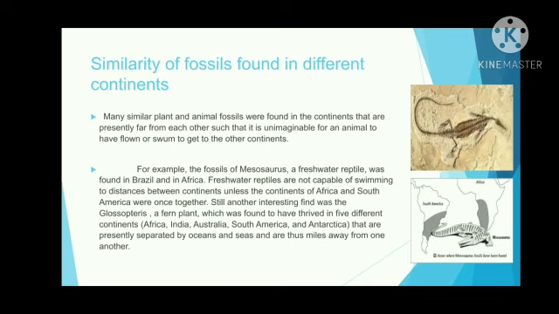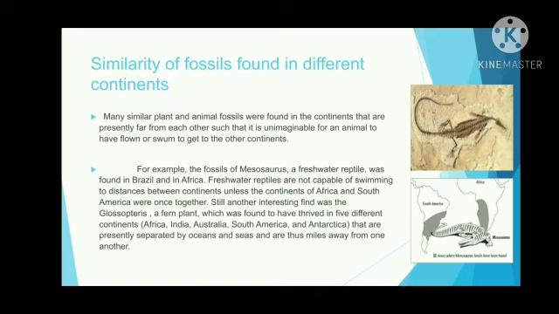Similarities of fossils found in different continents. Many similar plant and animal fossils were found in the continents that are presently far from each other, such that it is unimaginable for an animal to have flown or swum to get to the other continents. For example, the fossils of Mesosaurus, a freshwater reptile, were found in Brazil and in Africa. Freshwater reptiles are not capable of swimming the distances between continents, unless the continents of Africa and South America were once together.